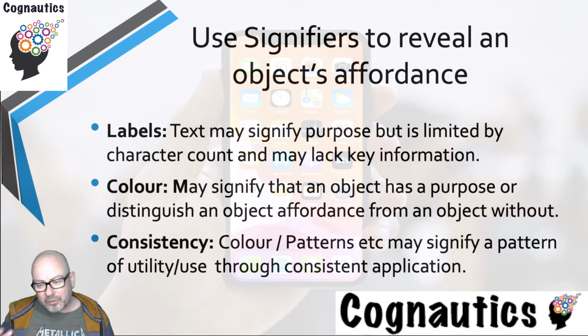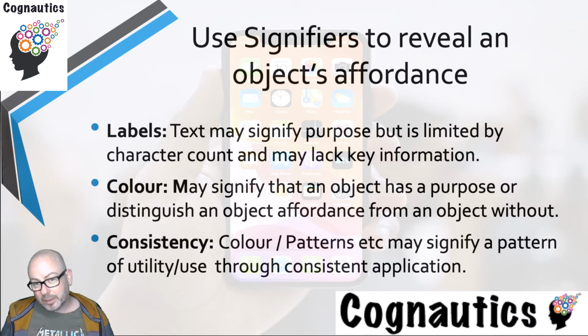We talk about signifiers. Signifiers enable you to reveal what an object can do, an object's affordance. So what options have you got? First of all, you can put in labels. Secondly, you can put in a colour. Think there about the BBC website where the sports pages are all yellow, the news pages are all red, and so on. So colour can be a powerful way of signifying that something should be done.